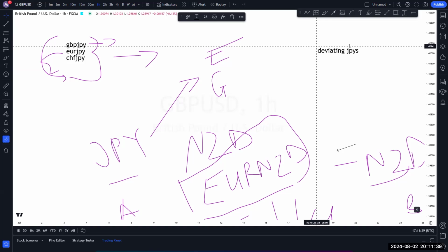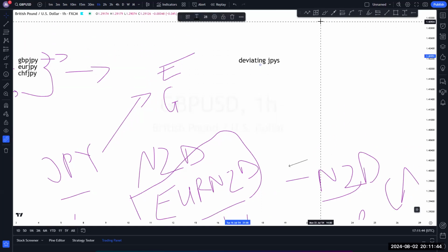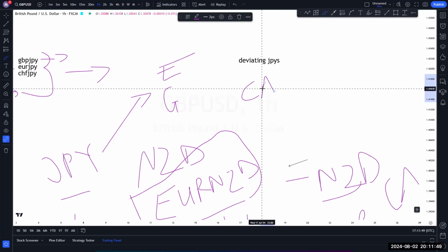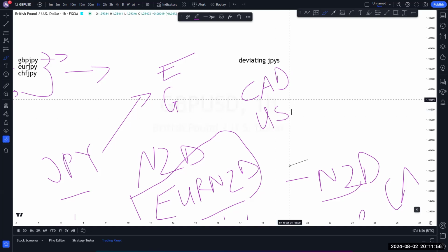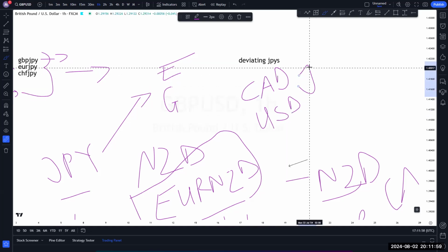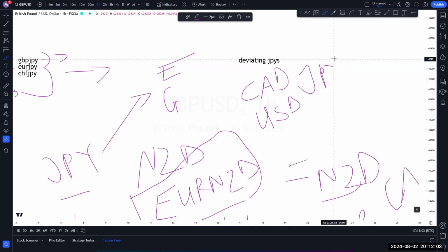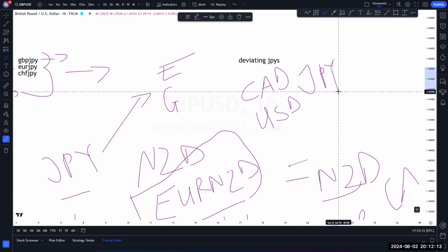Okay. So what are these deviating JPYs? That is CAD JPY and USD JPY. These also have the same structure, and they deviate to each other. So whenever you spot an entry on USD JPY, you can go on and place an entry on CAD JPY and manage your risk accordingly.